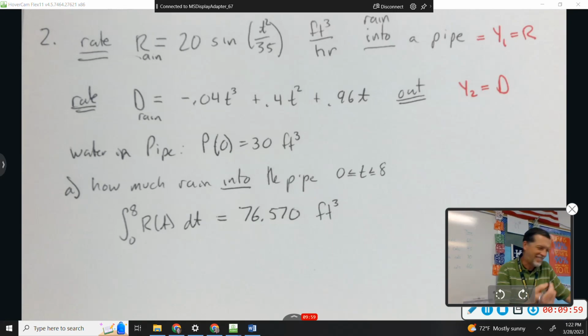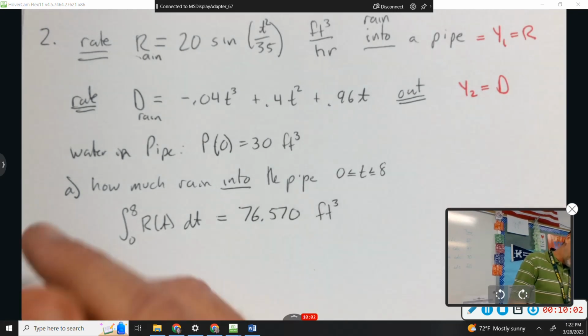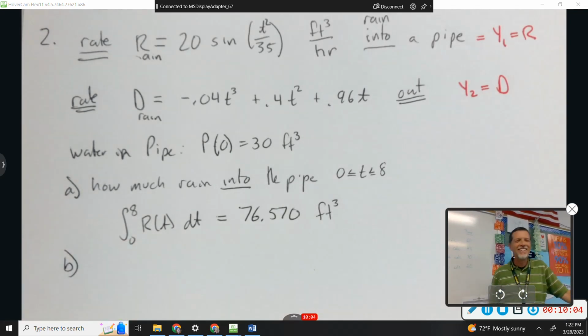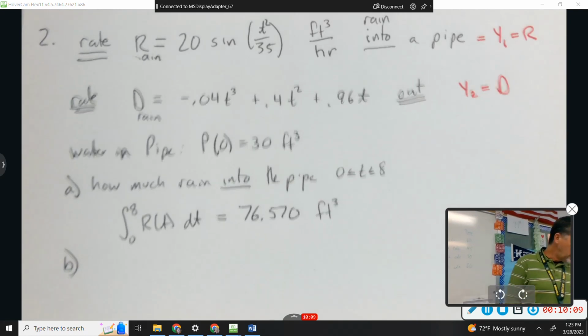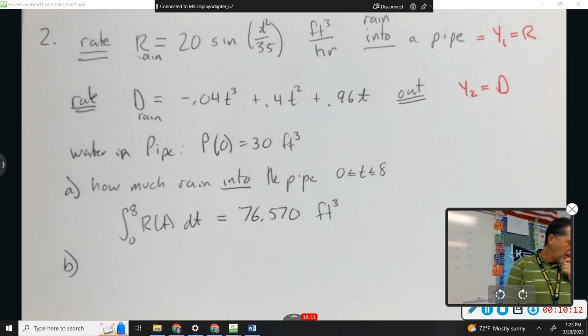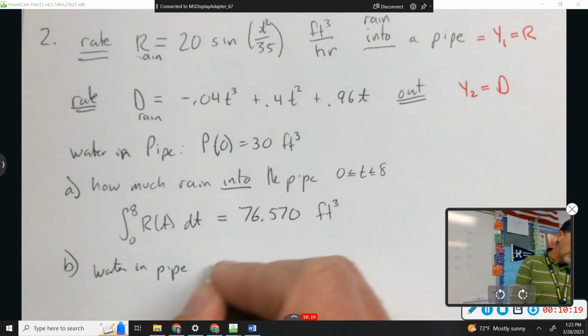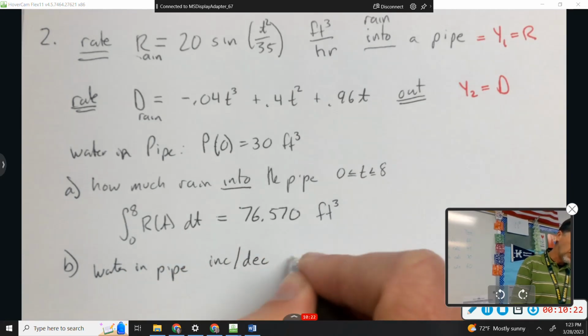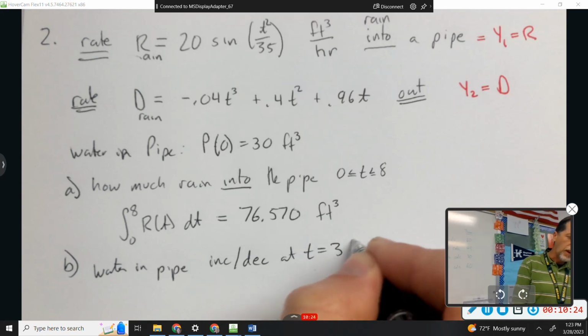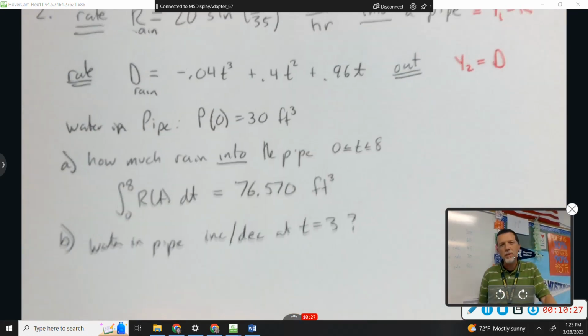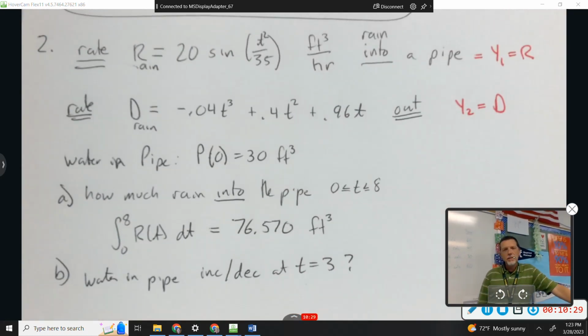All right, part A is done. Part B. Is the amount of water in the pipe increasing or decreasing at time 3? Water in pipe increasing or decreasing at time equals 3. I realize I'm just rewriting the question, but it's helping me think about this answer. Is the amount of the water in the pipe increasing or decreasing at time equals 3?